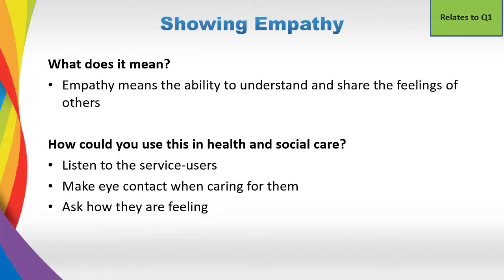So the first value and principle we're going to look at is showing empathy. So what does empathy mean? Empathy means the ability to understand and share the feelings of others. So when we are being empathetic, we are thinking about how that person may be feeling and trying to understand things from their perspective. It's different to sympathy. Sympathy is more about feeling sorry for the person, whereas empathy goes that bit deeper, where we're trying to really understand how they're feeling.